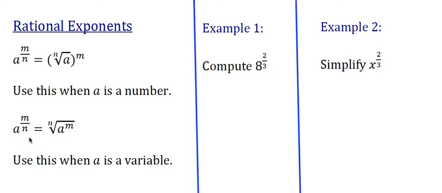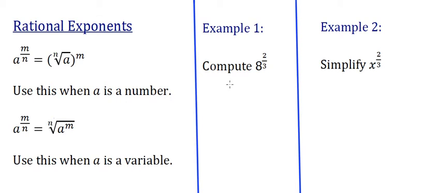Now, what to do when a is not a number but some variable such as x, y, z, in general any letter of the English alphabet? If your base is a variable, follow this. A raised to m over n is equal to the nth root of a raised to m. No parentheses, right? No parentheses. So I'll explain these two cases to you via these two examples.